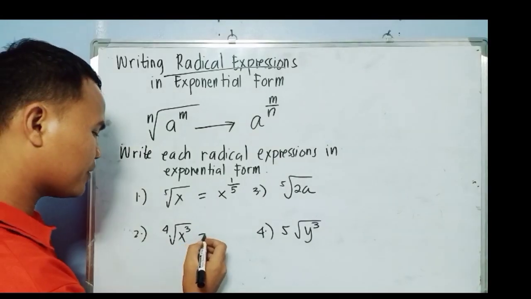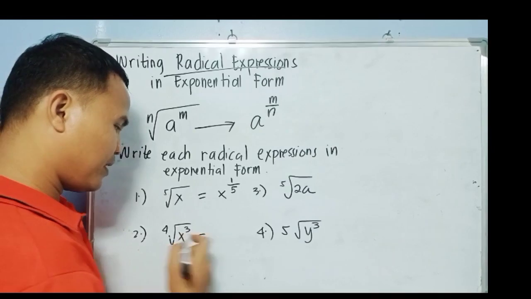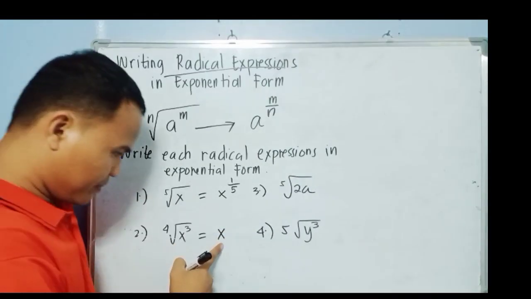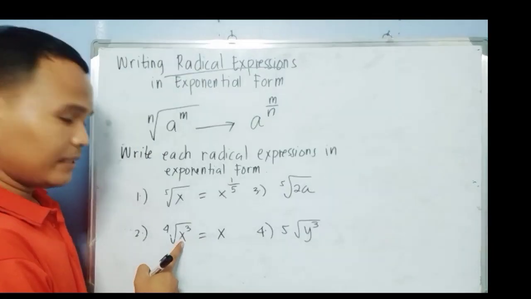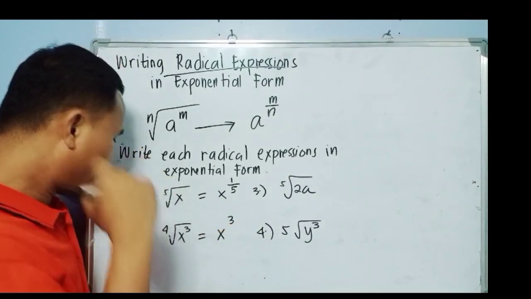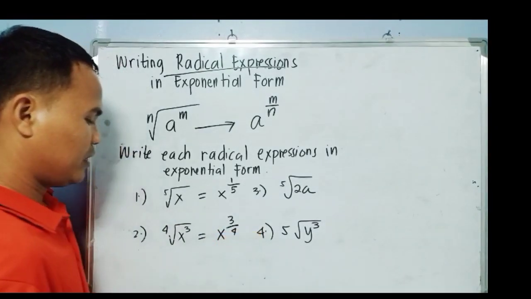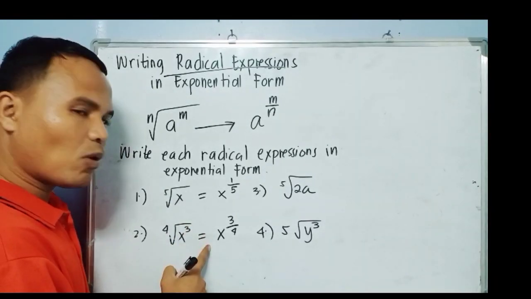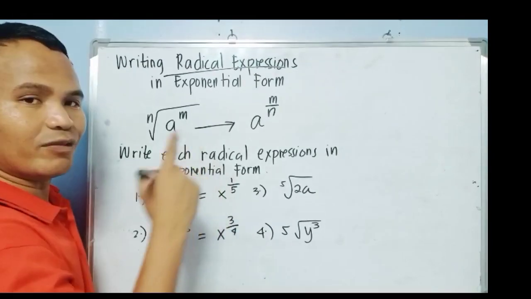Okay? For number 2, what is our radicand? The radicand is x. So we write here x as our base. What is the exponent of our radicand? The exponent is 3. So we write 3. What is our index? 4. So over 4. Therefore, the fourth root of x cubed is equal to x raised to the power of 3/4, or 3 over 4.